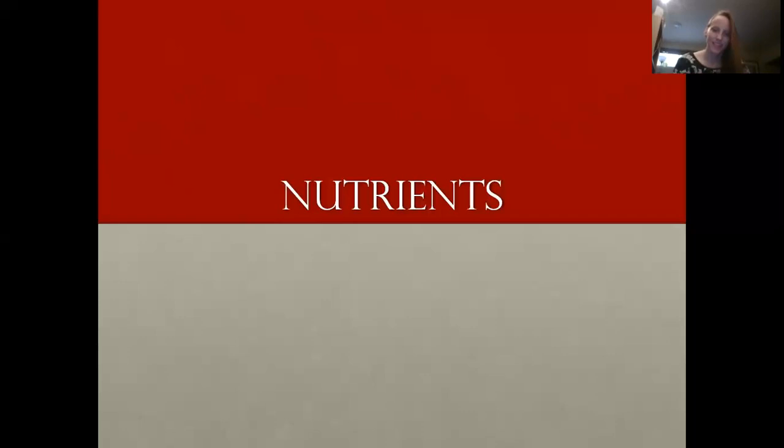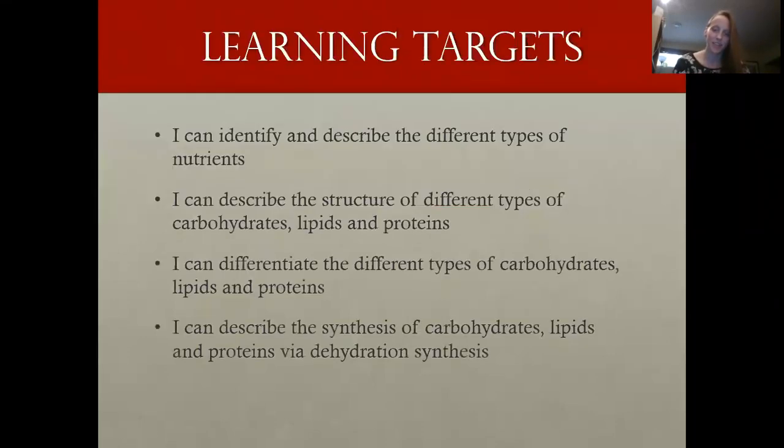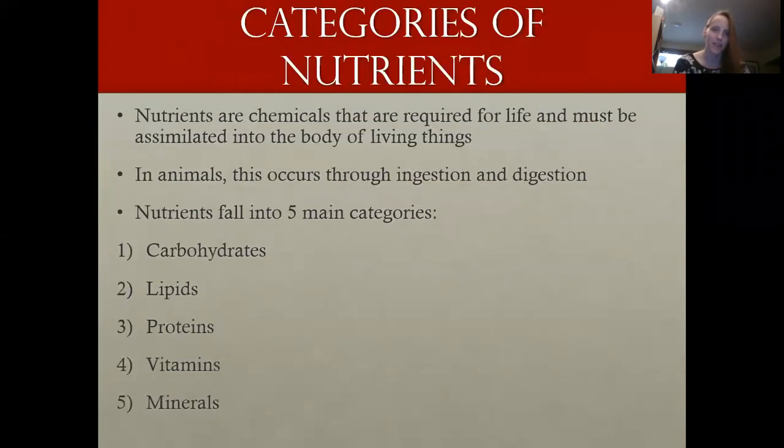Today we're going to be going over nutrients. So for this lesson on nutrients, we're going to be going over the different types of nutrients. You need to know the structure of different types of carbs, as well as different types of lipids and proteins. You need to know how all of these different types of nutrients are synthesized through a process called dehydration synthesis as well. So the different categories of nutrients are carbohydrates, or carbs for short, lipids, proteins, vitamins, and minerals.